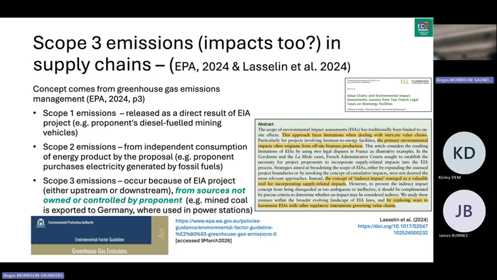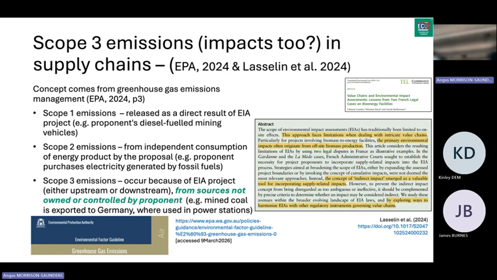But then what happens when they export their product? So we export a lot of iron ore, for example, from Western Australia. Where does the iron ore go? Well, the iron ore goes off to wherever. A lot of it goes to China. And then China has a lot of smelters to smelt steel. And in the process of smelting the iron ore, they produce an enormous amount of greenhouse gas emissions. Are we responsible for those? That's a scope 3 emission, basically.